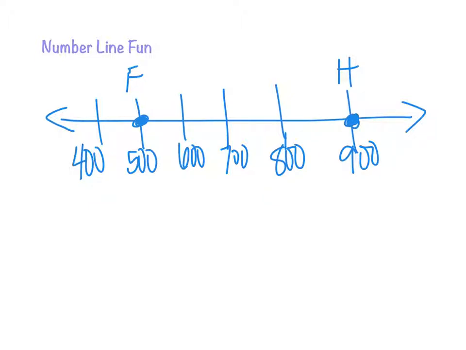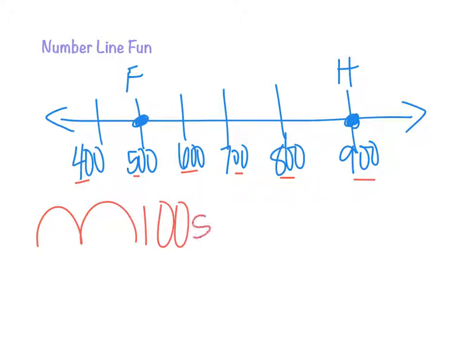And look at your numbers. How are they jumping? If I go from 400 to 500 to 600 to 700, what is the jump? Am I counting by twos? No, no way. Tens? No, because 400, 410, 420. Nope, I'm not counting by tens. How is this number line jumping? By what? What are they counting by? Excellent. They are counting by hundreds. 400, 500, 600, 700, 800, 900. Yes. So my jump is hundreds.